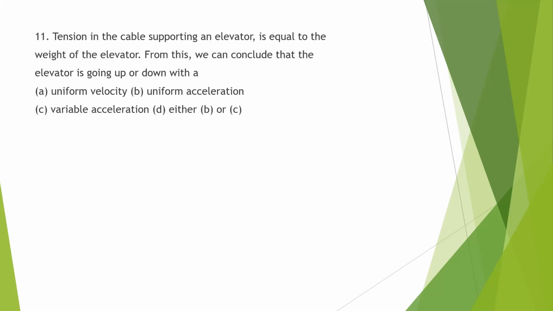Whenever you are using an elevator, you might have experienced this. With uniform velocity it will be moving. It is not that when it is at the lower point it is moving up and at the upper point moving slow. It is not like that. So it is moving with uniform velocity. So the correct option is option A. Option A is the correct option here.